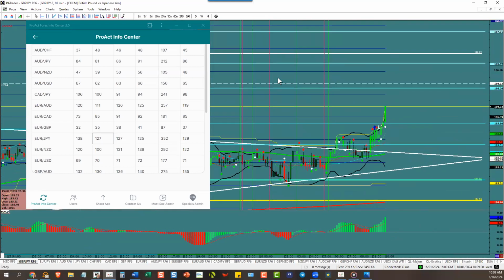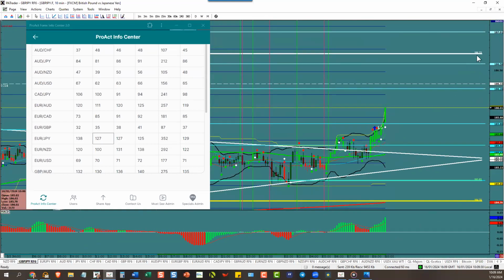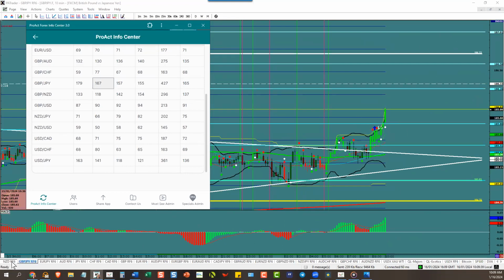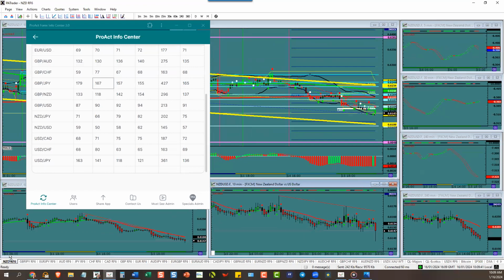Pound yen, we are in this trade. It's doing very well for us. We're looking at 186.72 up here as the target, and pound yen has an ATR of 167 pips. That'll be a great trade. Nice job, all of you who took it. If it goes, of course.